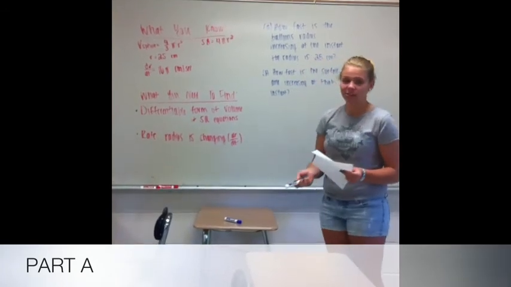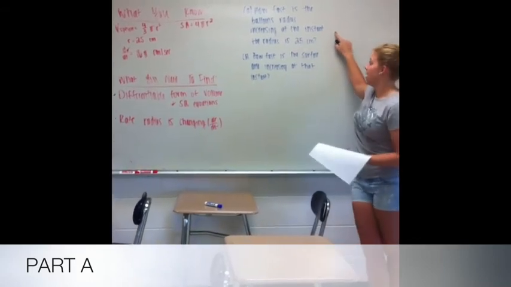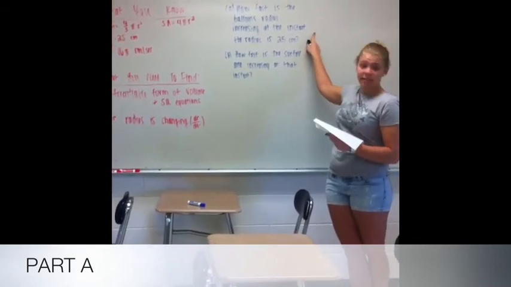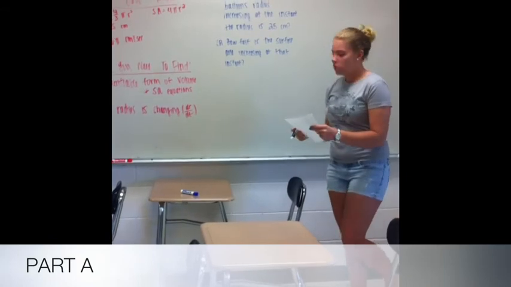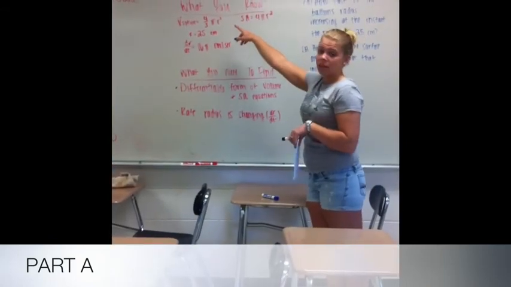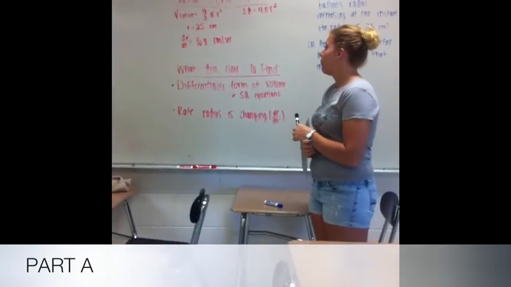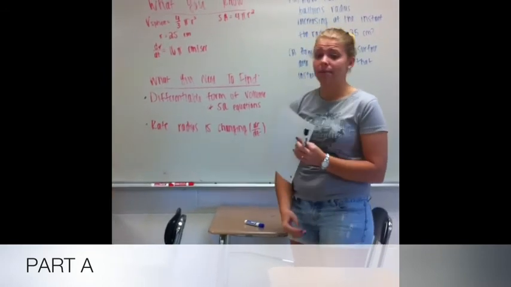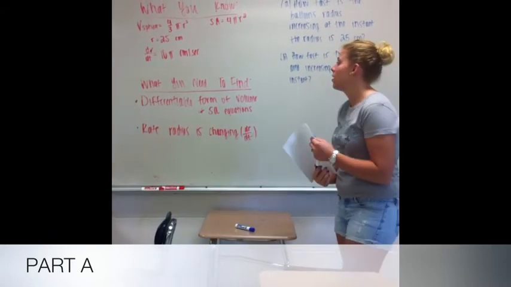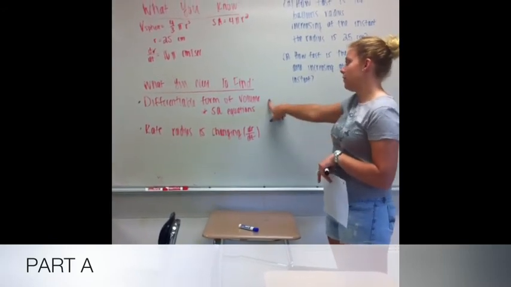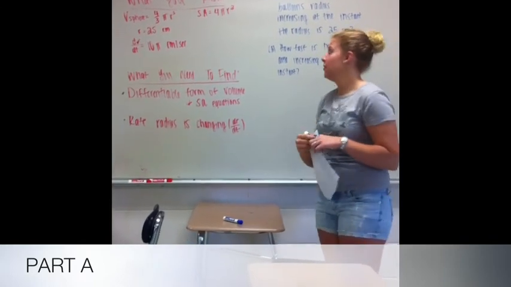Okay, so as you saw in the video, we were blowing up a balloon, and what we were trying to find about that balloon is how fast the radius is increasing when the radius is 25 centimeters, and we also want to find how fast the surface area is increasing at the same time. Things that you know are that the volume of the sphere is 4/3 pi r cubed, that the radius is 25 centimeters, that the rate that the volume is changing is 10 pi centimeters per minute, and that the equation for surface area is 4 pi r squared. What you need to find is the differentiated forms of the volume and surface area equations and the rate that the radius is changing, which is dr/dt.